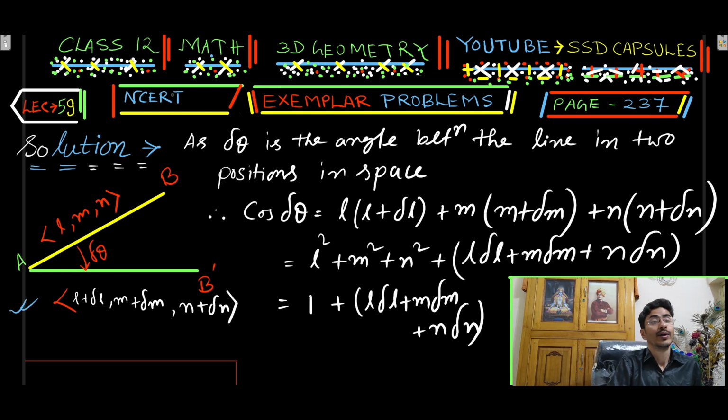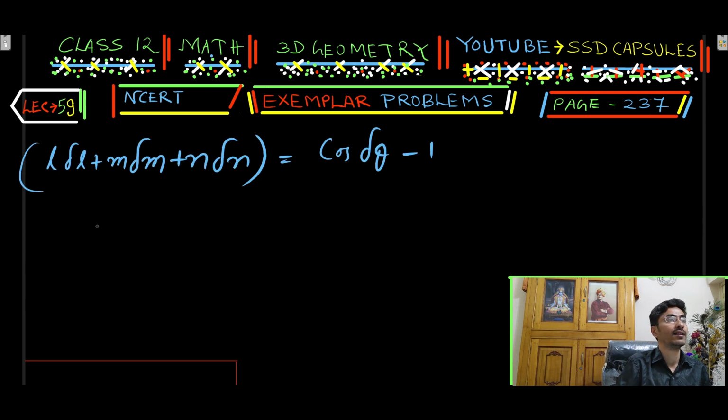So again we are going to use the relation between the direction cosines of a line, that is, l plus delta l whole square plus m plus delta m whole square.